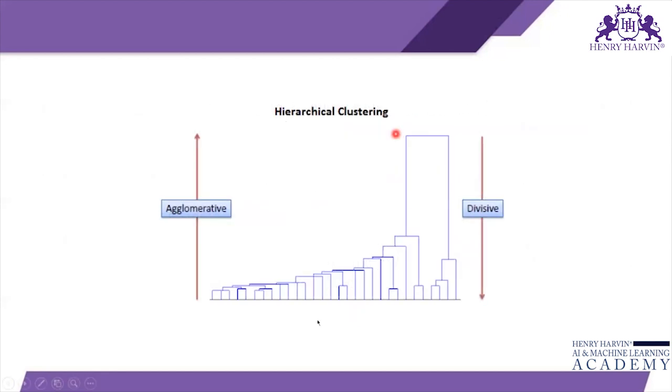And this is hierarchical clustering. Agglomerative is like making small clusters, and we keep on increasing and make a hierarchical cluster. Divisive means we put everything in one full cluster and divide it into small clusters. So that's about hierarchical clustering.